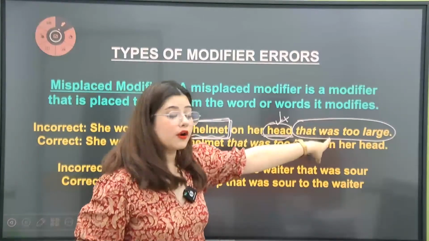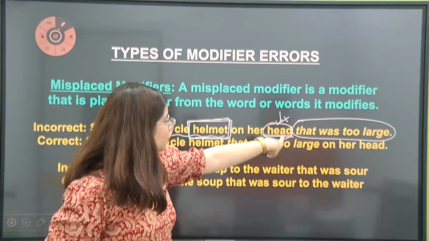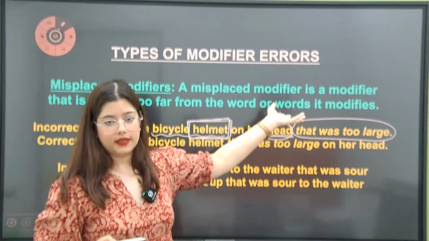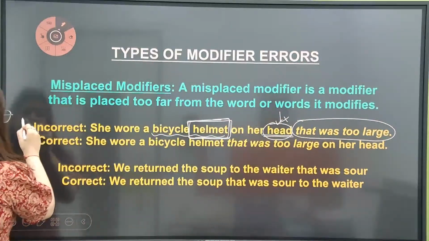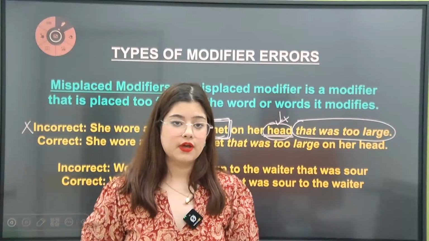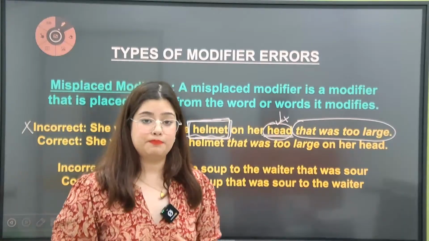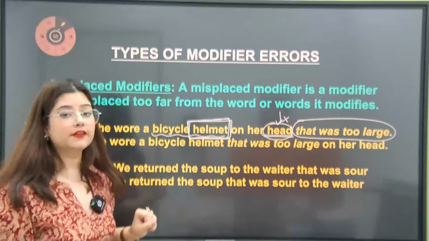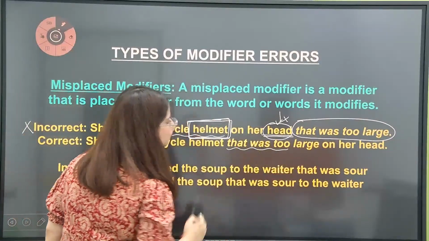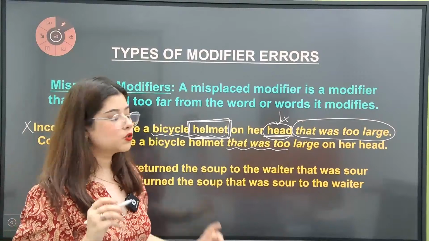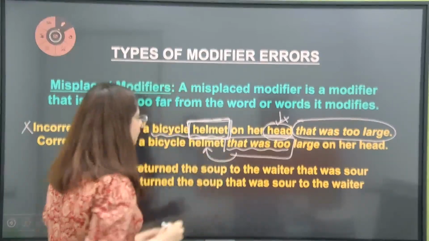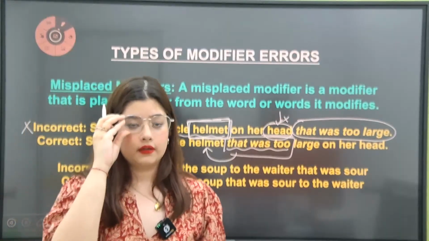And where is the modifier placed? It is placed closer to a word which it actually is not modifying. So here we encounter a modifier error. The modifier is misplaced. So how do we correct this sentence? She wore a bicycle helmet that was too large on her head. So now I have placed the modifier closest to the word it is modifying.